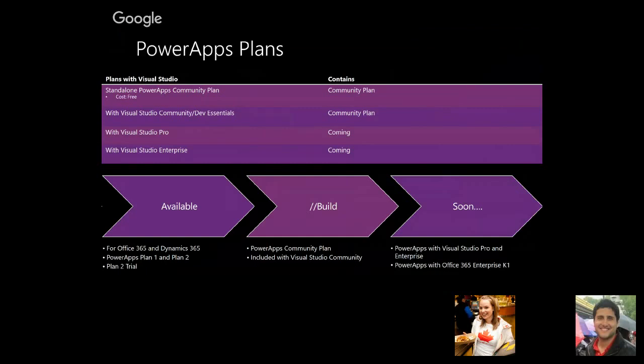If you see the overall PowerApps plans today, what's available after we went GA in October 2016 was inclusion with Office 365 and Dynamics 365 plans. We also offer PowerApps Plan 1 and Plan 2, which are standalone plans, and offer a 90-day free trial with Plan 2. With the Build conference, what we announced was PowerApps Community Plan and inclusion with Visual Studio Community. Next, and we have already made these announcements in various blog posts, is inclusion of PowerApps with Visual Studio Pro and Enterprise, and PowerApps with Office 365 Enterprise K1, which is the kiosk plan from Office 365.